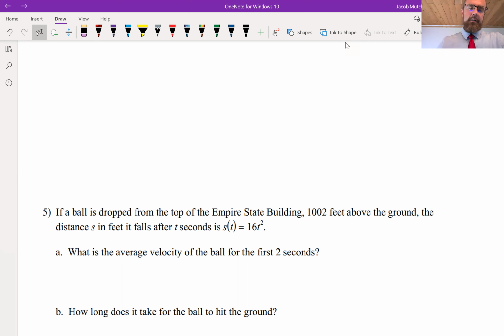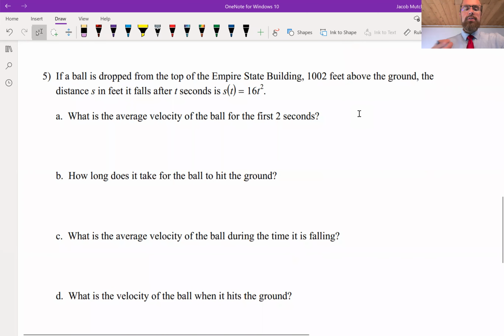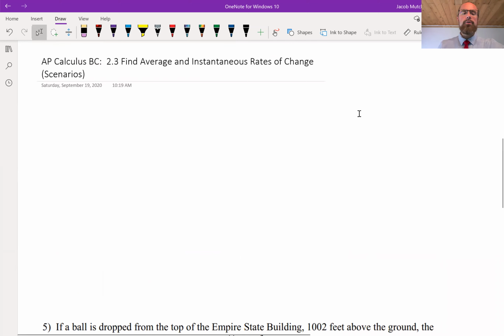So as I can see here, I am looking at part A. It says, what's the average velocity? And then part D, what is the velocity of the ball? That would be instantaneous velocity. So we need to define those before we get involved with the question.